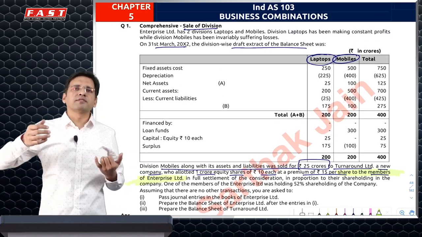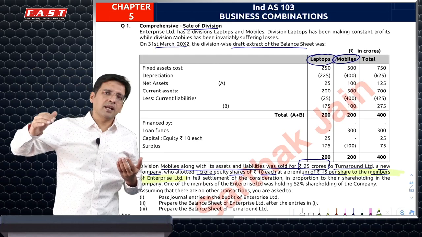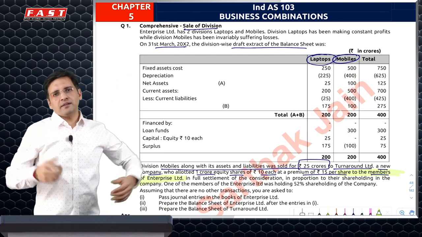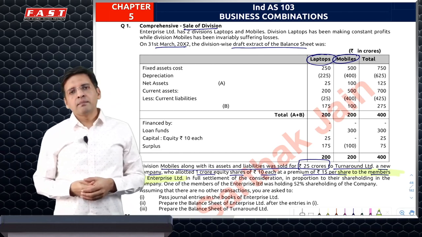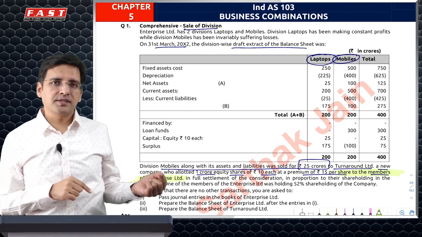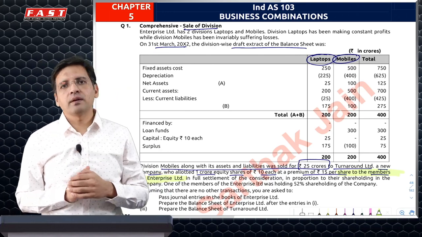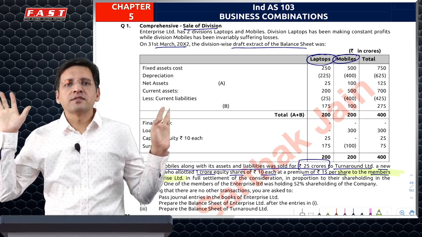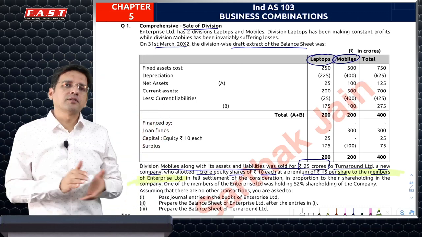Whenever you do a sale of division, you will transfer all the assets and liabilities, and whatever you get, the difference will go to PRL. But if the consideration is not given to you but given to the members, then in that particular case, you will have to debit your reserves because it will be treated as distribution of profit. This is something of demerger.